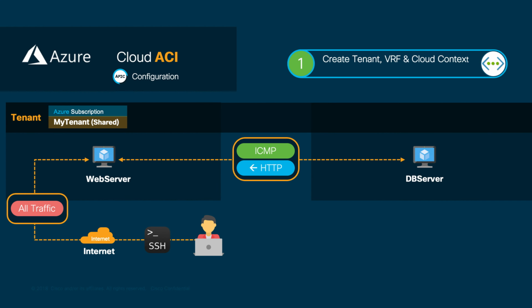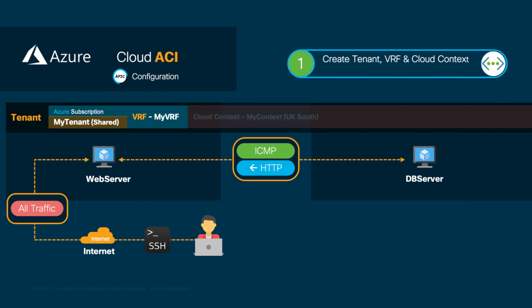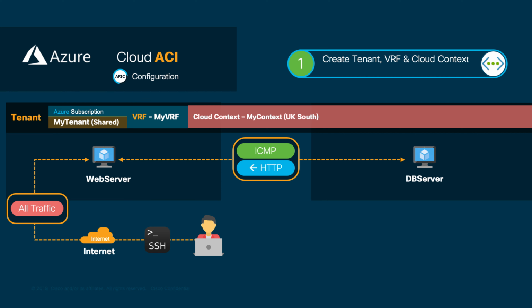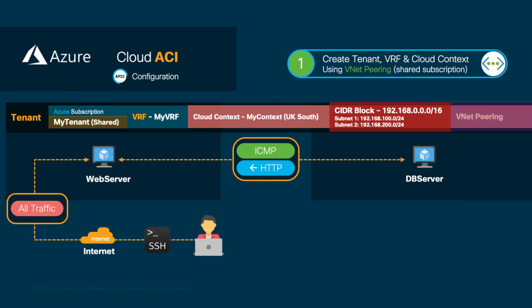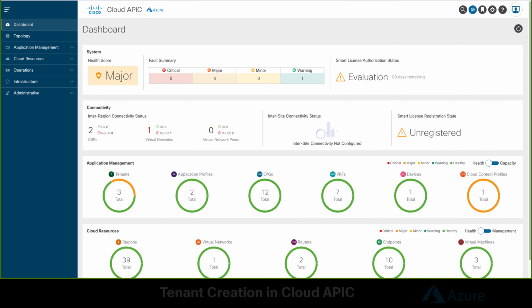We will create our tenant with its VRF. Then we will associate it with a cloud context specifying UK South as its region. We will include 192.168/16 as our main CIDR block, and we will be creating 2 subnets from it, .100 and .200. Finally, we will choose VNet peering as the connectivity method for this VRF cloud context. Ready? Let's jump into the Cloud APIC then.